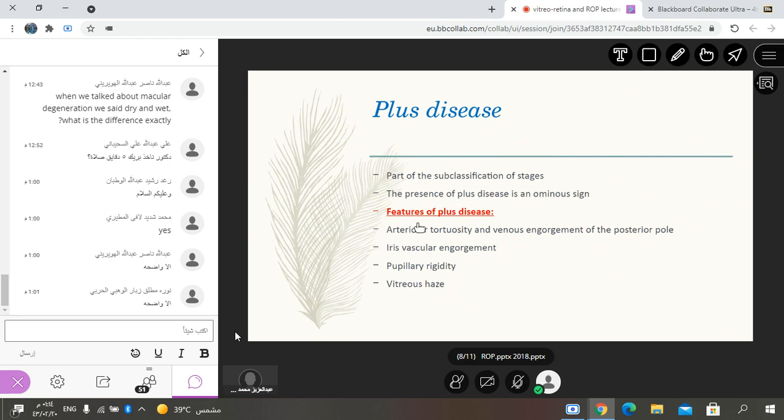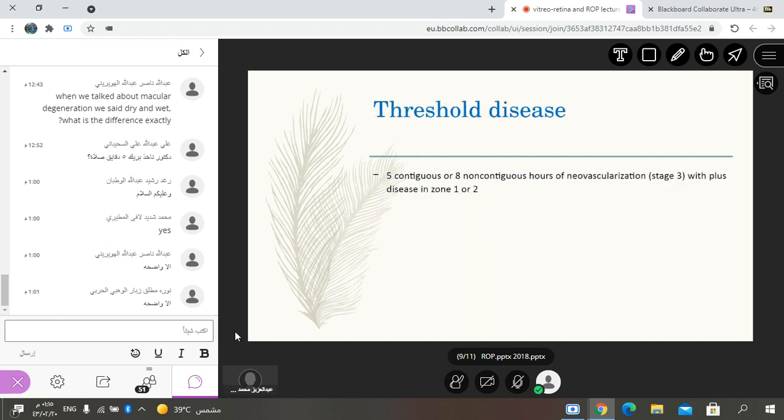It is a feature. When there is arteriolar tortuosity or venous engorgement of the posterior pole, iris vascular engorgement, poor dilation, pupillary rigidity, and that's why they will have poor dilation, vitreous haze if they have a dense one, and if they have vitreous hemorrhage. So these are the features. If this is added to stage 1 or 2 or 3, this is what we mean by threshold disease.